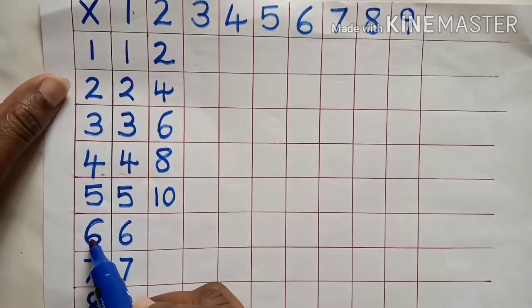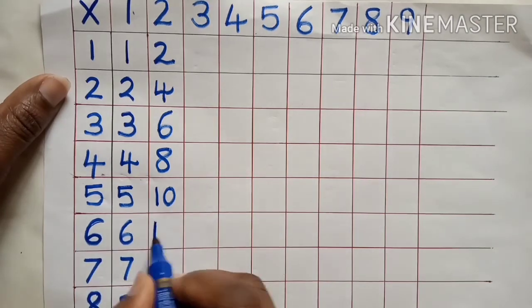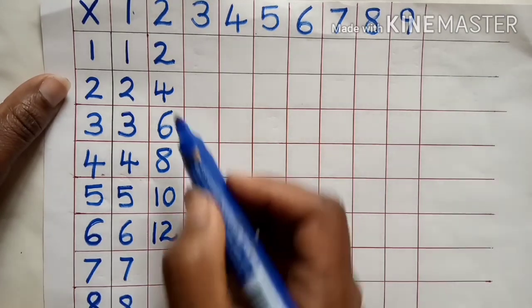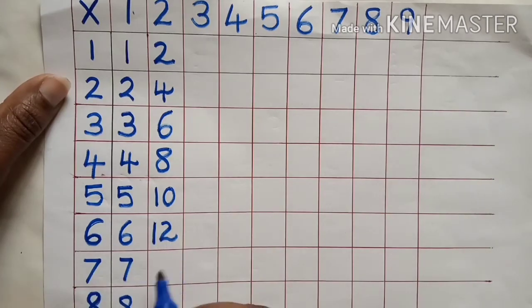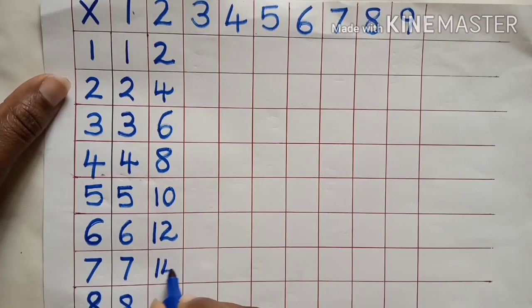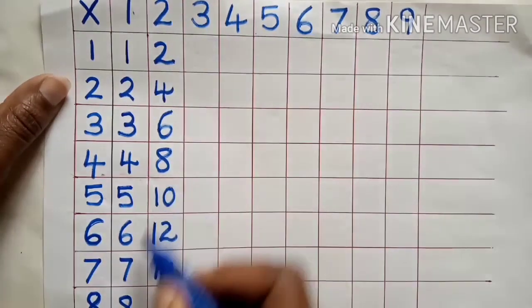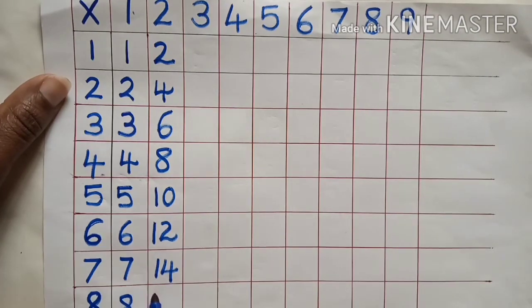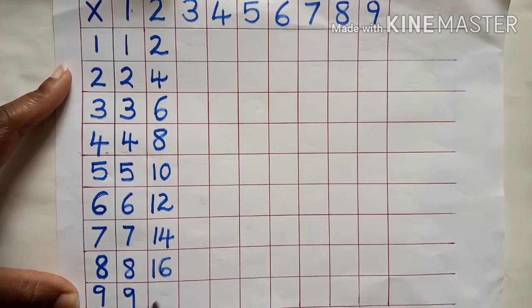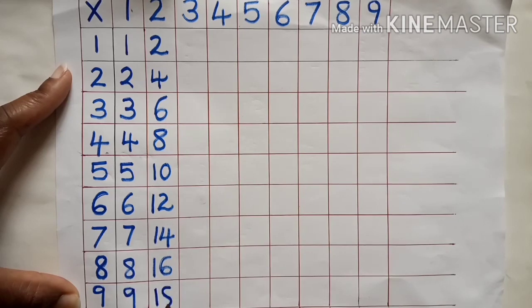2 times 6 means a 6 and another 6 will give you 12. 2 times 7 means 7 plus 7 is 14. 2 times 8 is the same as 8 plus 8, which is 16. 9 and another 9 is 18.